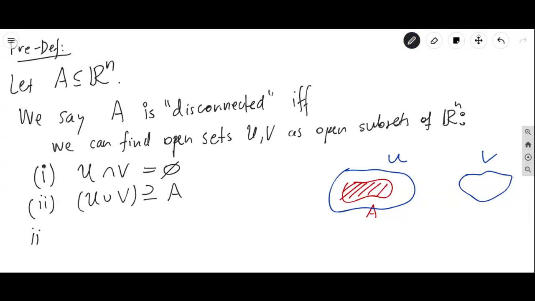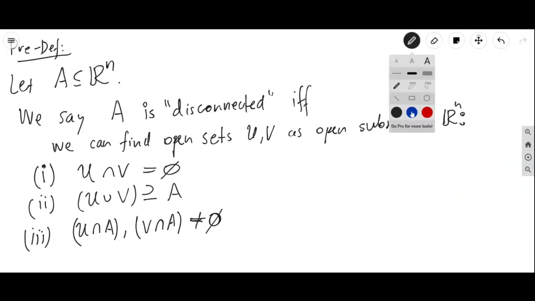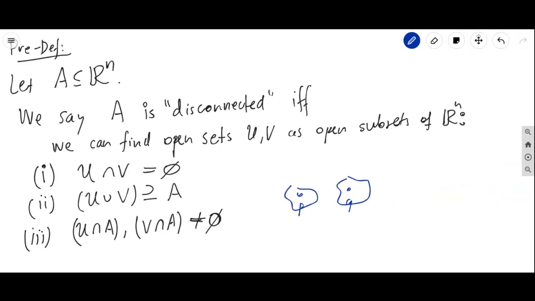So the third condition would say that U intersect A and V intersect A are not empty. So they both individually have something in common with A. That's kind of like the Hausdorff condition. Because in a Hausdorff space, if you recall how it goes, you have two points, P and Q, and you're separating them by open sets. But you want the two open sets to actually contain the two points. You want them to contain something. So this is what it would mean to be disconnected. So this is the definition.